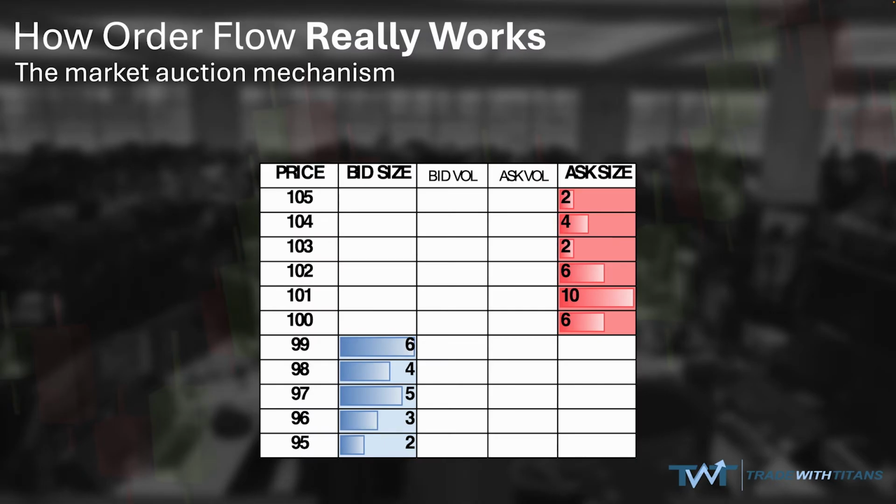Here's an example of a mock DOM we put together for a sample asset like a futures contract. You can see there are 5 columns: price, bid size, bid vol, ask vol, and ask size. Price should be self-explanatory, and we'll go over all of the others shortly.